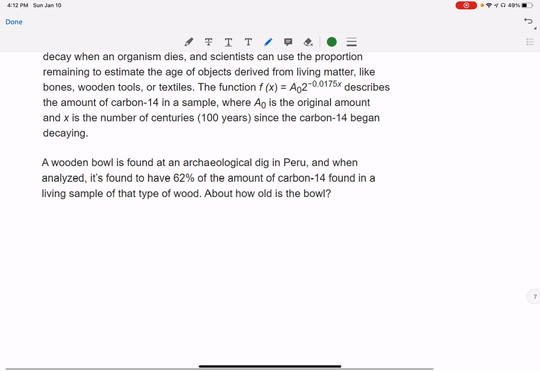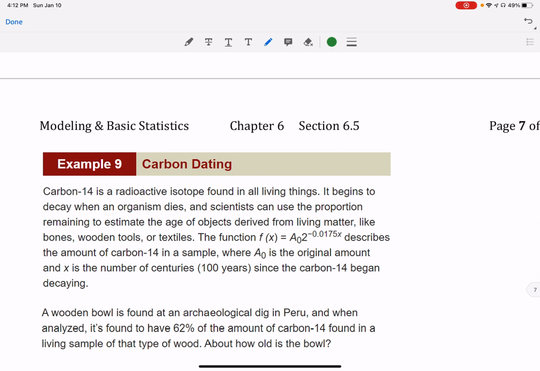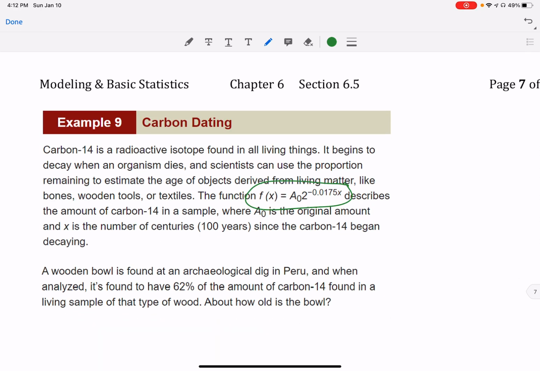Carbon-14 is a radioactive isotope found in all living things. It begins to decay when an organism dies, and scientists can use the proportion remaining to estimate the age of objects derived from living matter, like bones, wooden tools, or textiles. Here's the function that we're going to use, and it describes the amount of carbon-14 in the sample, where A is the original amount, and X is the number of centuries, which means we're going by hundreds of years, since the carbon-14 began decaying.